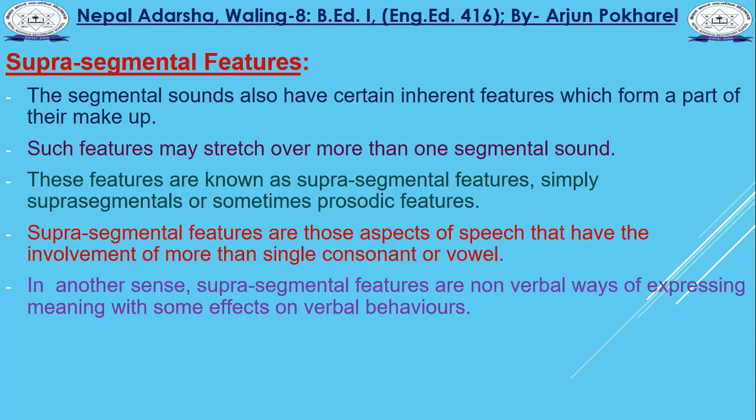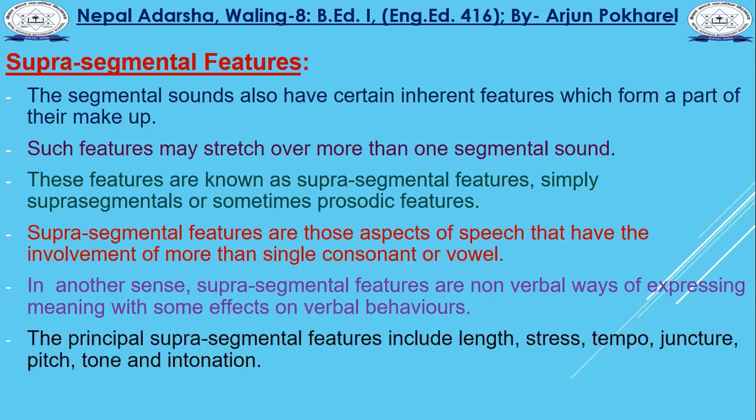Okay, the surprising question is there. Let's say we write it in the same way: this is a pen. Okay, this is a pen. The expression is the same. But when we produce the same expression differently, then what does the meaning become? The meaning becomes different. That's right. There is some verbal behavior, and we also have non-verbal ways of expressing our meaning. So suprasegmental features are non-verbal ways of expressing meaning with some effects on verbal behaviors.